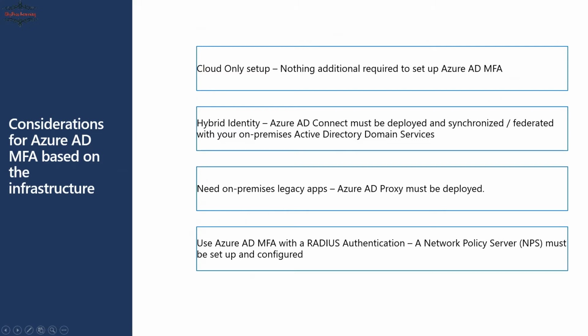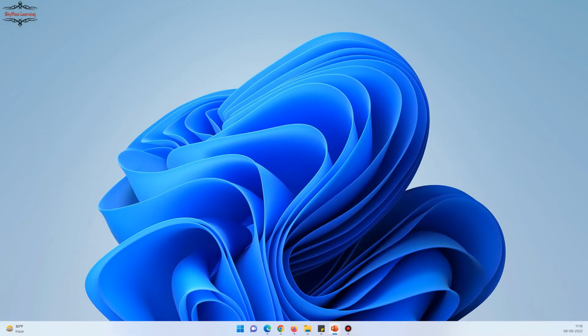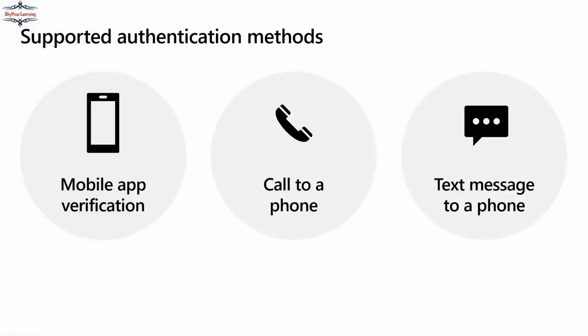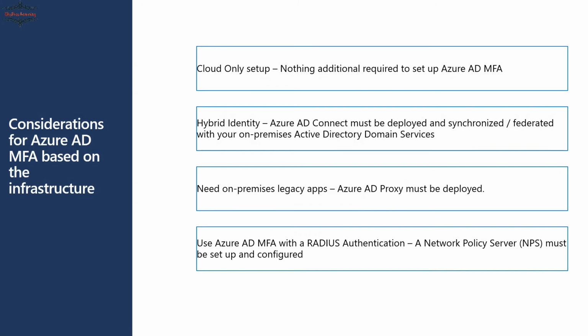Whenever you are setting this up, make sure whether you are going with a cloud-only setup or you have a hybrid setup. All these things you have to consider while you are setting up the authentication methods, because it would totally depend on the organization's infrastructure availability and the features. For example, if you have only a cloud setup, then you can simply enable Azure AD MFA from the cloud only. That can be easily accessible and workable.